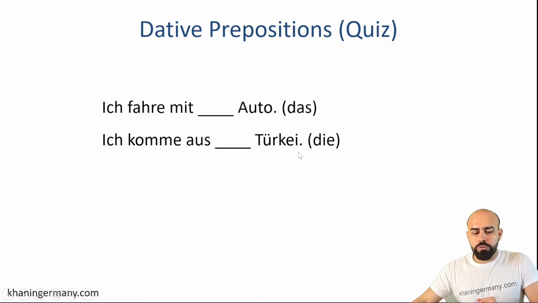So we can do it together now. Ich fahre mit, das will get converted to dem in dative. Okay, so ich fahre mit dem Auto. Yeah, and then ich komme aus, die will get converted to der in dative. So ich komme aus der Türkei. Yeah, these are your correct answers. Ich fahre mit dem Auto, ich komme aus der Türkei.